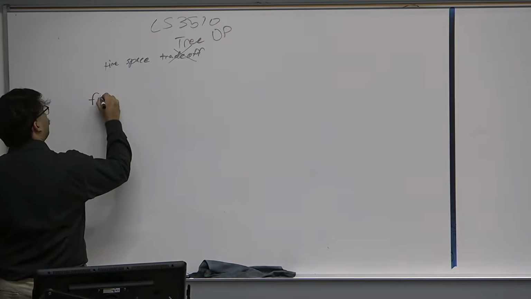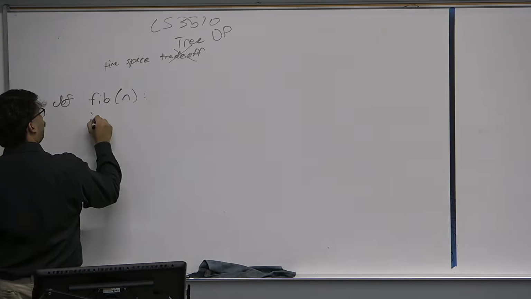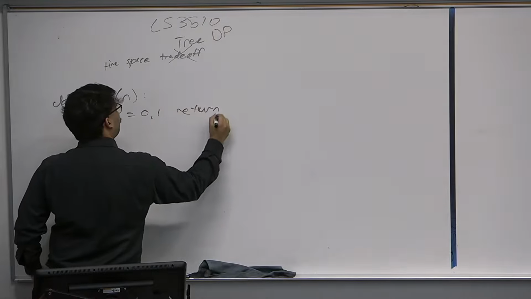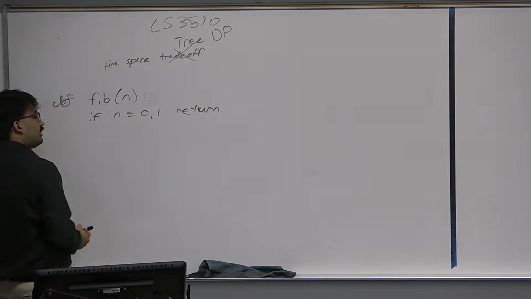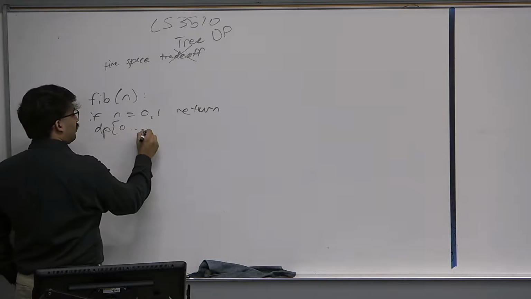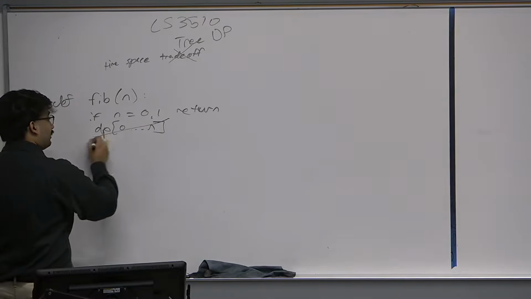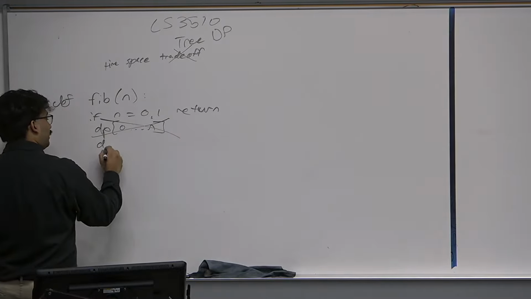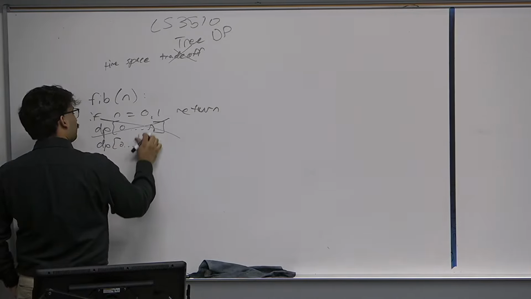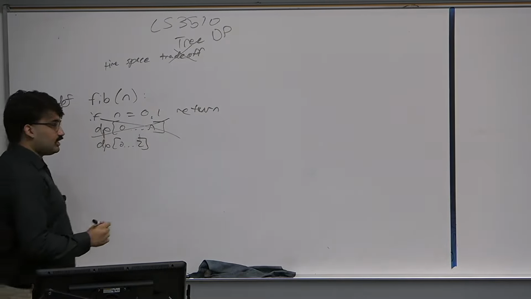So fib of n, if n equals 0 or 1, we can return n, and we're computing the nth Fibonacci number. Here's what we used to do. We would say dp of 0 to n would be the array that we allocate normally. I'm not going to do that. Instead, I'm going to say dp of 0 to 2. So dp0, dp1, and dp2.